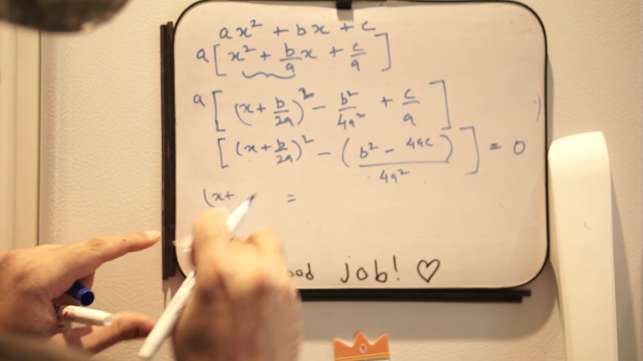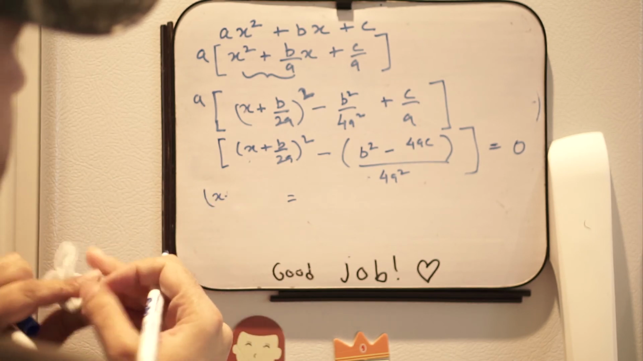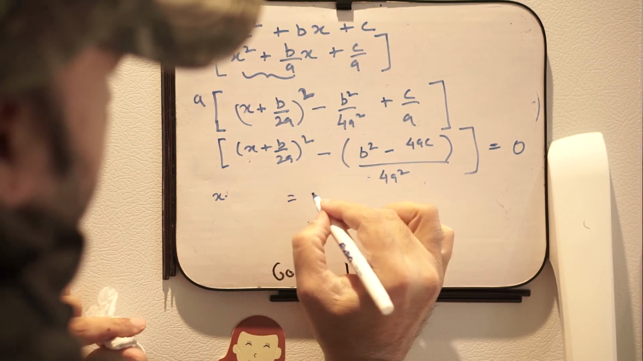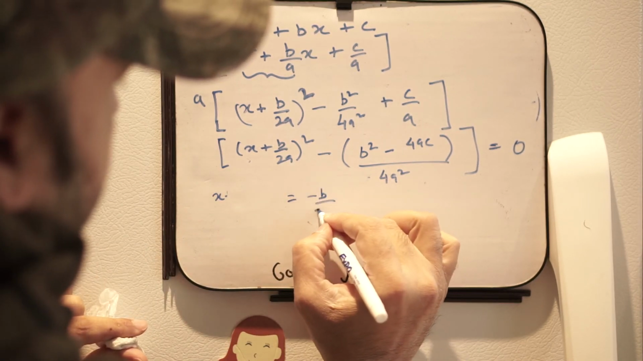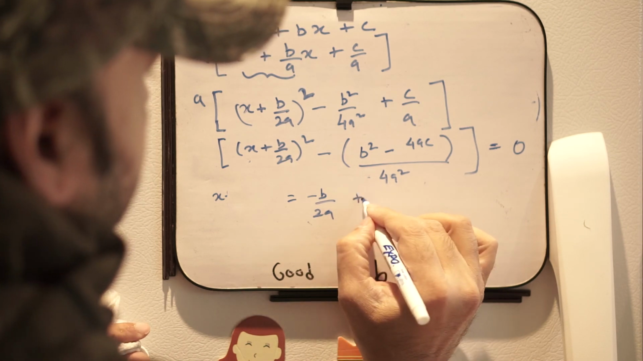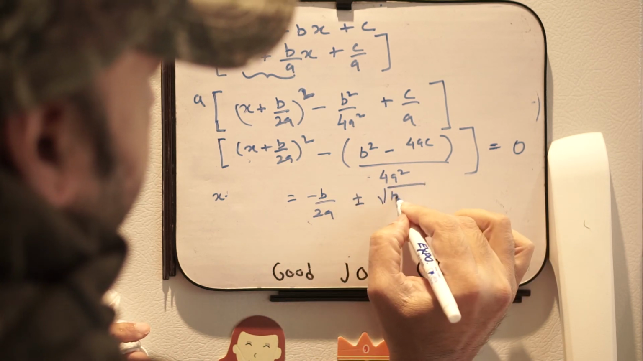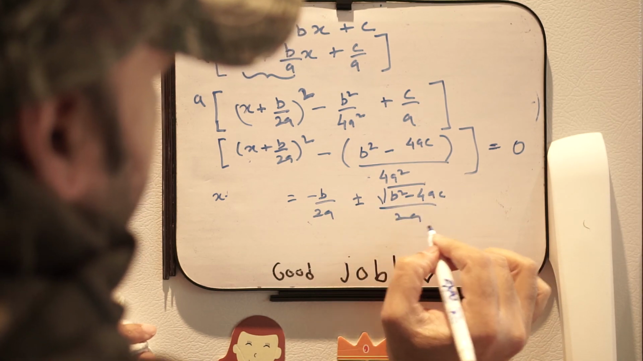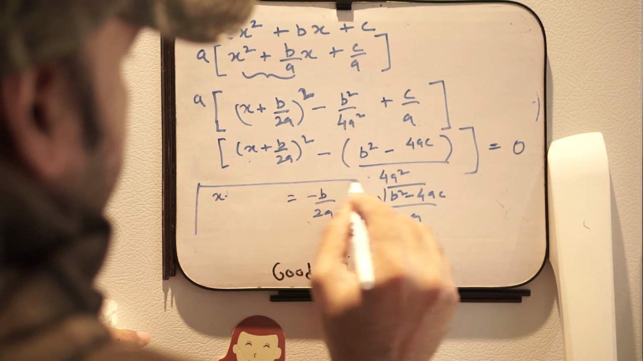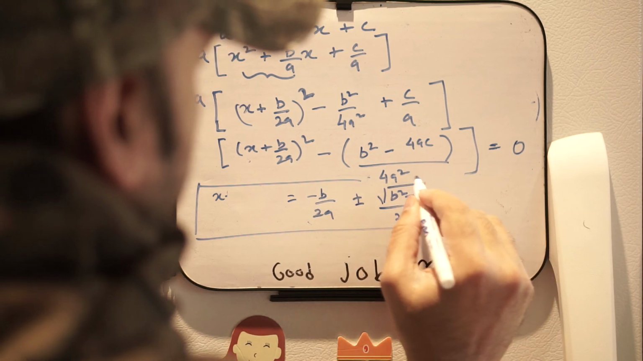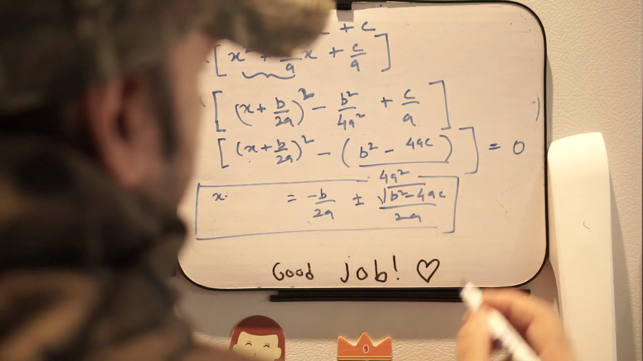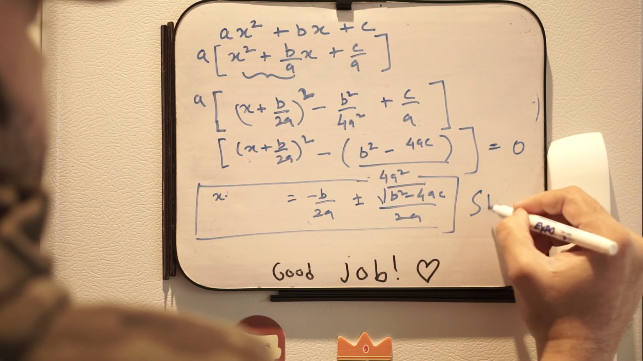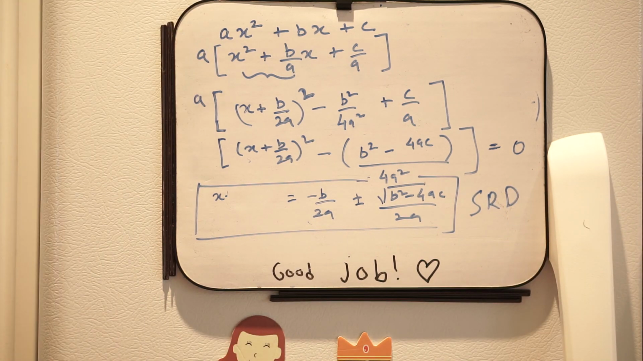x equals, we're going to bring the b by 2a on that side, b squared minus 4ac by 2a. Those are the roots of the quadratic equation, also known as the Sridharacharya equation. Beautiful, isn't it?